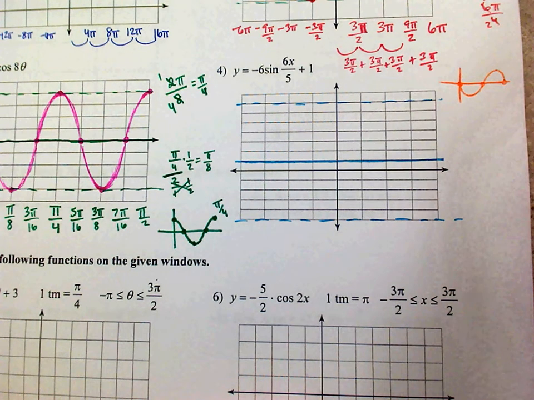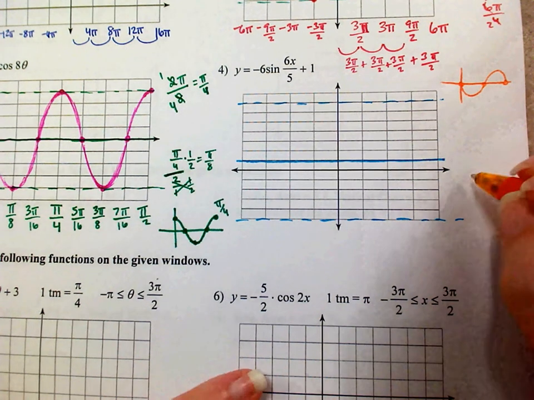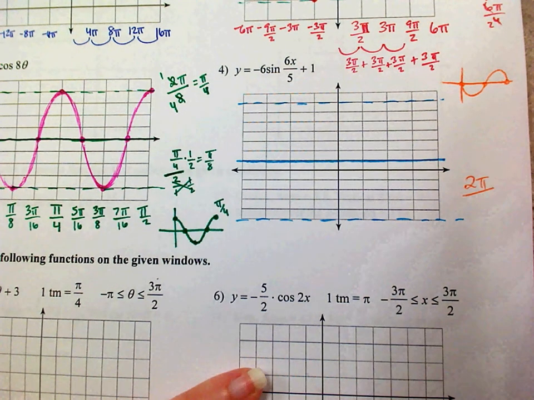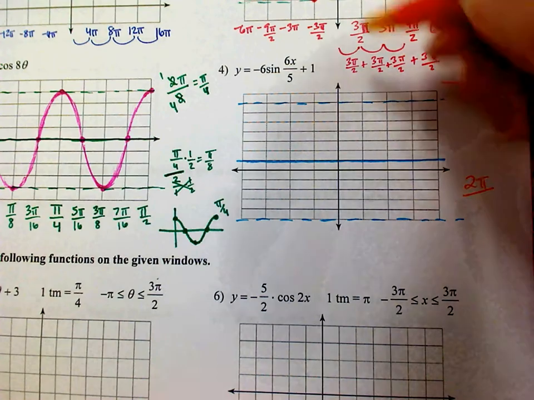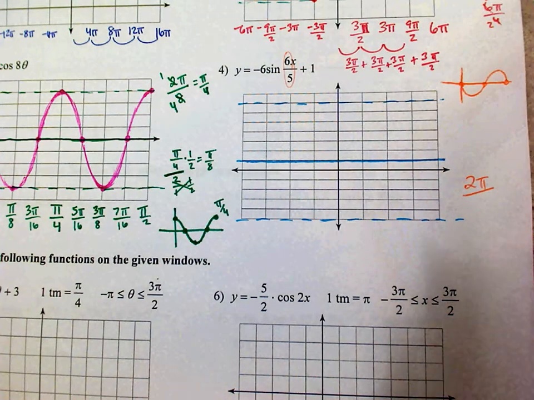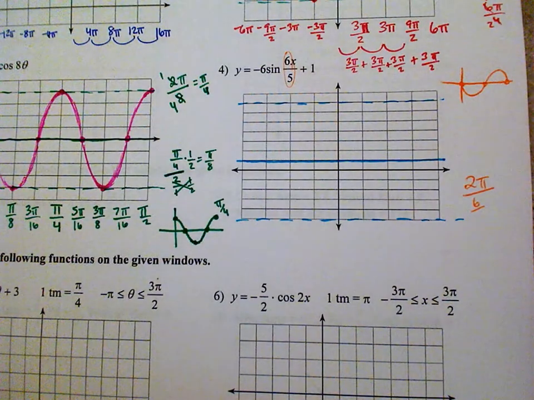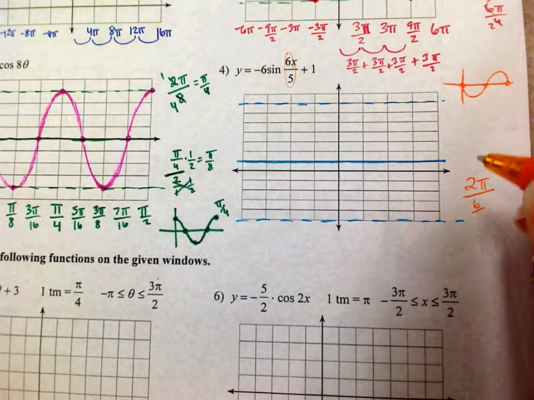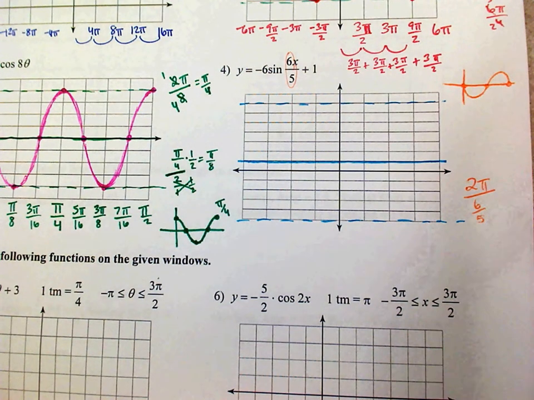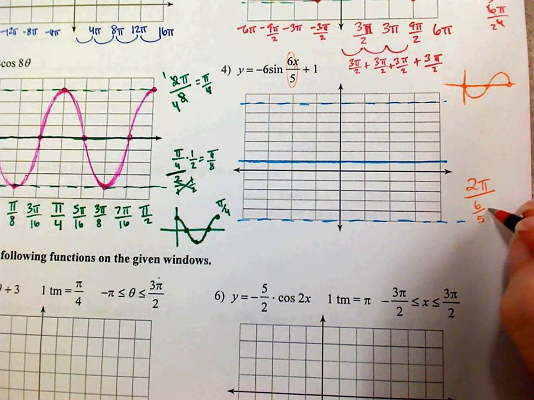I need to figure out what that period is so I can label my x-axis. So 2 pi divided by b. And in this case, b is 6/5. So if I divide 2 pi by 6/5, that's the same thing as multiplying by 5/6 on top and bottom.